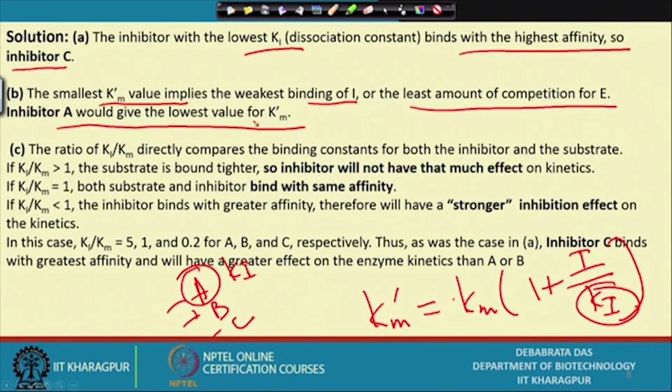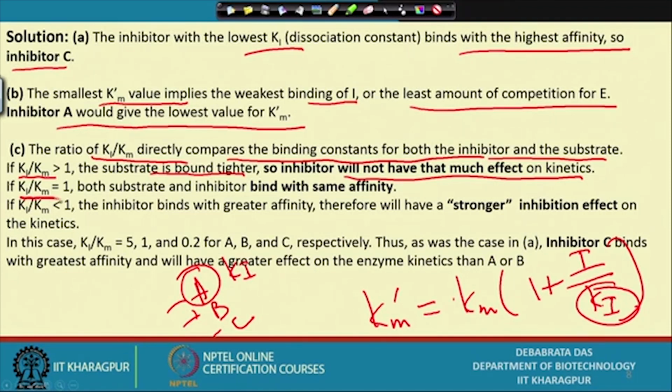Now, the third part is very interesting: the ratio of Ki and Km directly compares the binding constants of inhibitor and substrate. Let us take the example. If the Ki by Km ratio is very high, now Ki is very high as compared to Km, then what will happen? The substrate binds tighter, because Ki is very high, then the inhibitor binding will be very low. Am I right? Then the substrate will bind with the enzyme, so inhibition will not have much effect on the kinetics. The substrate binding with the enzyme will be more. So, this is very clear.